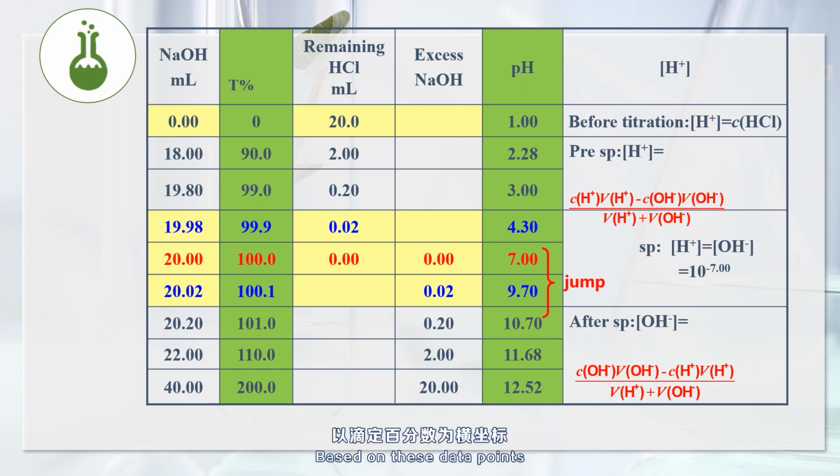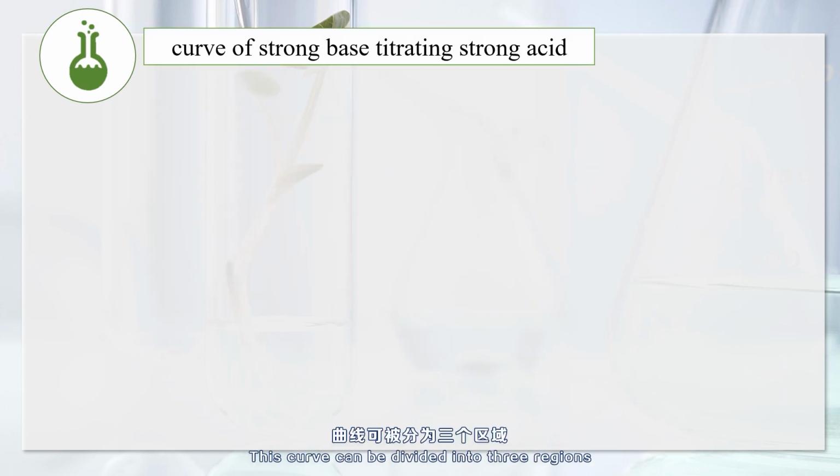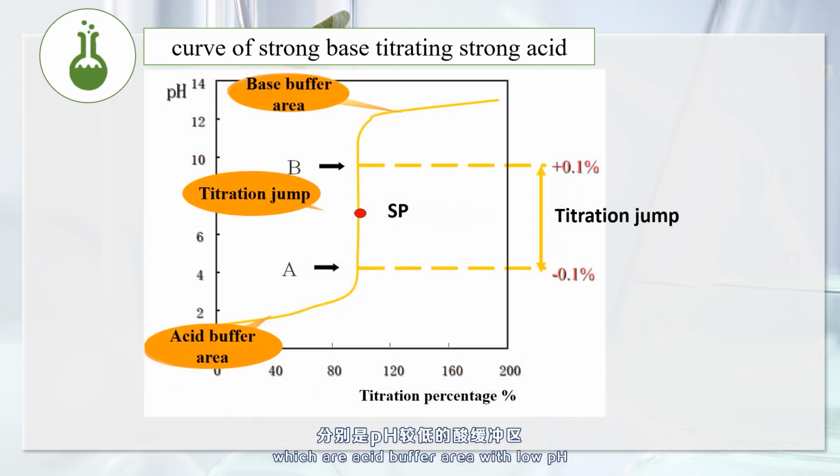Based on these data points, the titration curve can be obtained with titration percentage as the x-axis and pH as the y-axis. This curve can be divided into 3 regions, which are the acid buffer area with low pH, the base buffer area with high pH, and the titration jump area.